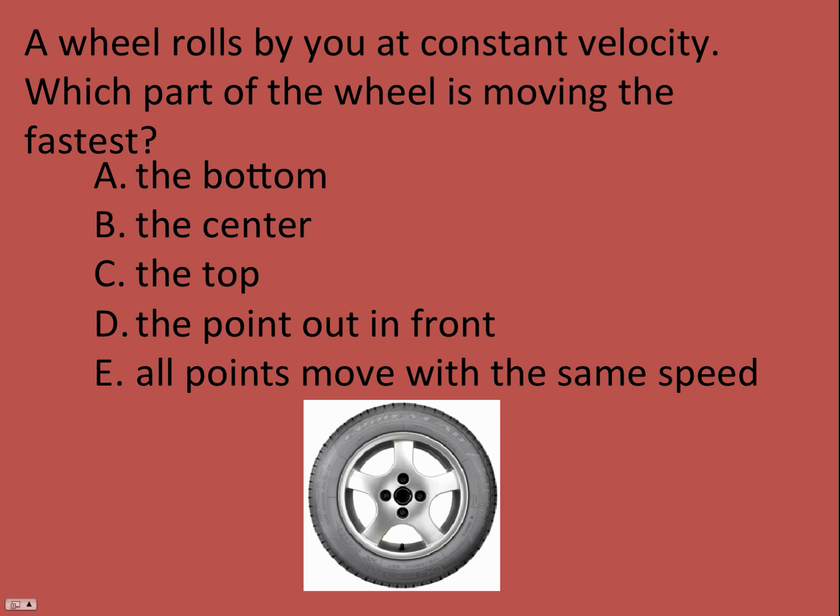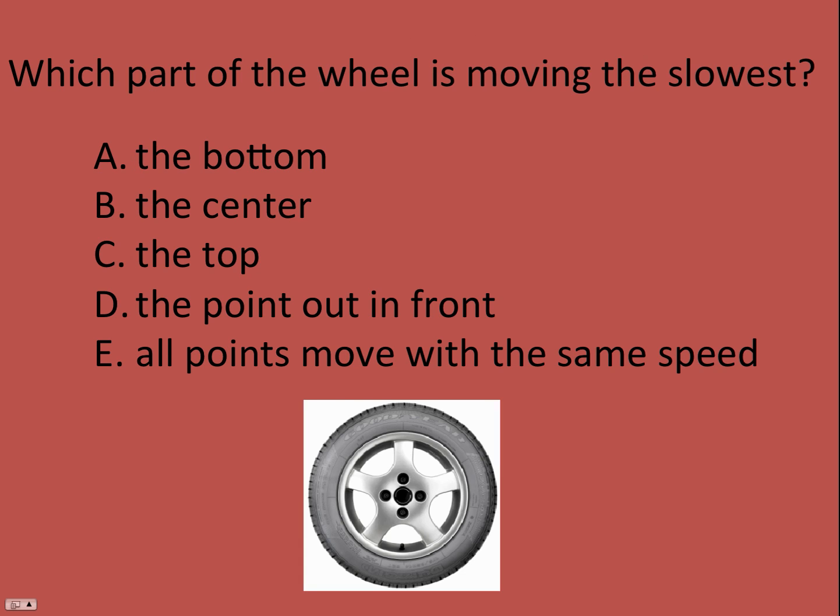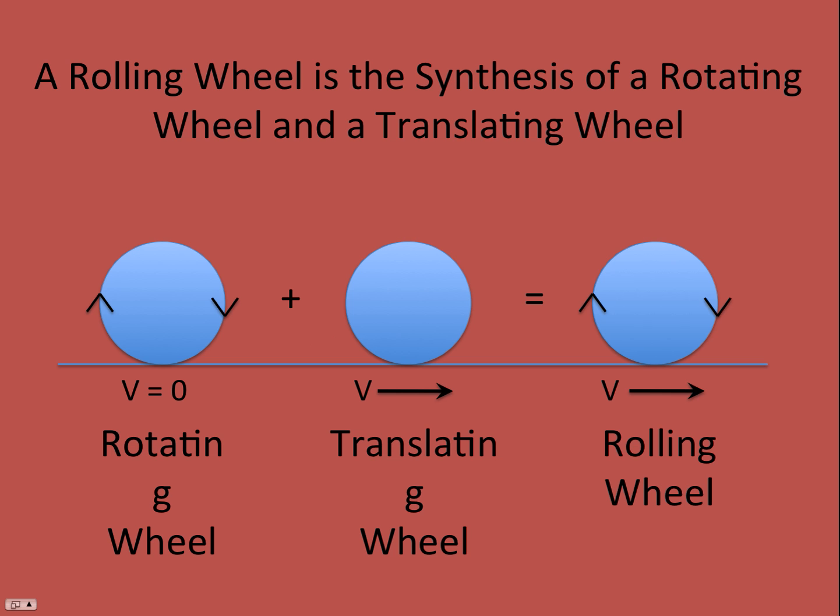Now let's talk a little bit about rolling. If a wheel was rolling by you at constant velocity, what part is moving the fastest? What do you think? Pause, think about it, come up with your answer. Here it is. Oh no, I'm not giving you the answer. Now which part is moving the slowest? Pause it, think about your answer. Now let's see if we can figure it out.